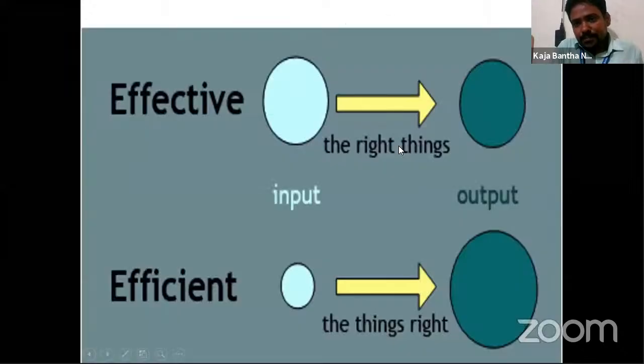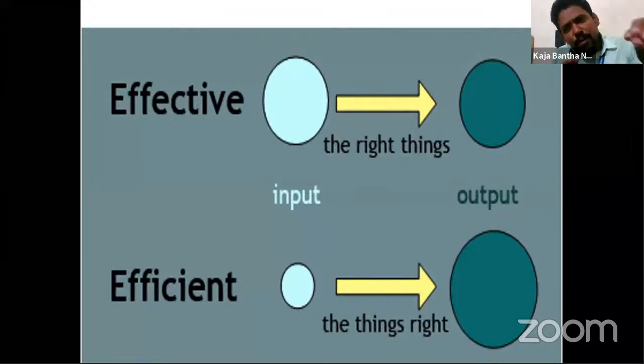One more thing, just observe for one minute: effective and efficient. Doing the right thing is called effective. Efficient means doing the things right. You asked one question, sir: how can I be smart, how can I score more than my friends with very little time spent? I want more scores. Effective means the right things.